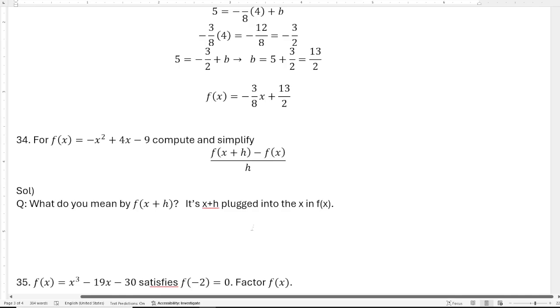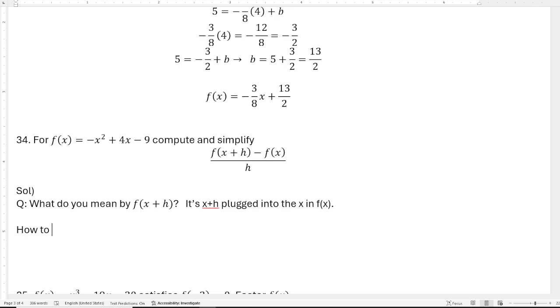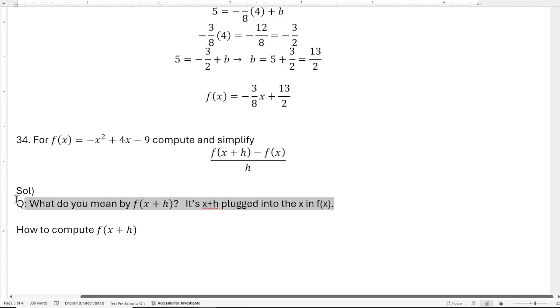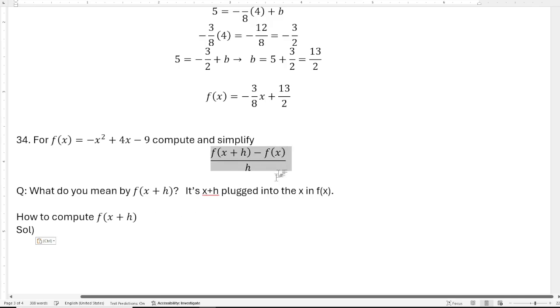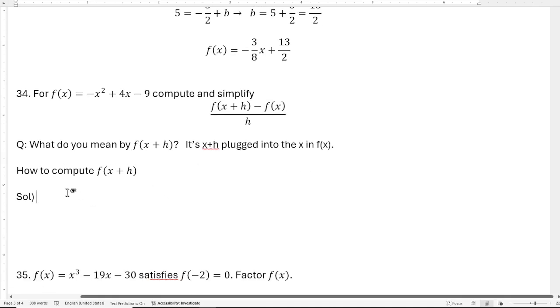So how to compute f of x plus h. And by the way, of course, you don't have to write this into your solution. Maybe I just put solution here. But when you try to solve this, you should always try to do this one separately, okay? Don't do everything at once, just do this one separately. And I want you to do this in 2 steps.